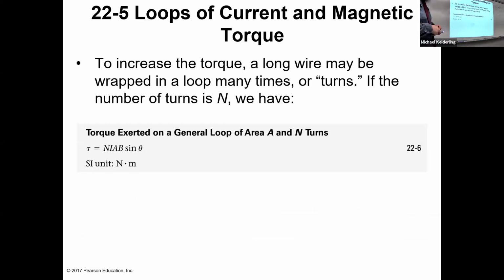And one of the ways we can increase that torque is by looping around multiple times. So you have a bunch of loops that are all applying torque. And so this ends up just being number of loops times current times area times magnetic field times sine of the angle. It's a torque. The units are Newton meters. And this is sort of what's going on in an electric motor. You're generating a torque by applying a current through a bunch of looped wires in a magnetic field.